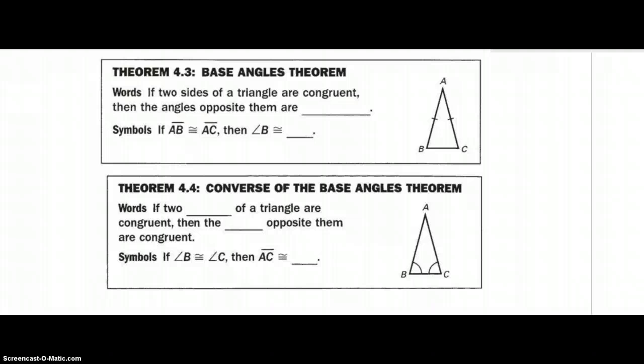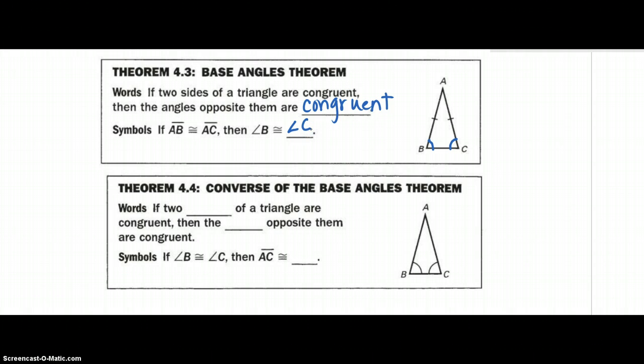Okay, so we have two theorems that we can use with isosceles triangles. The first one says if two sides of a triangle are congruent, then the angles opposite of them are congruent. That's just giving you a theorem as to why the base angles are congruent. So this is telling you that if the legs are congruent, then the base angles are congruent, so angle B is congruent to angle C.